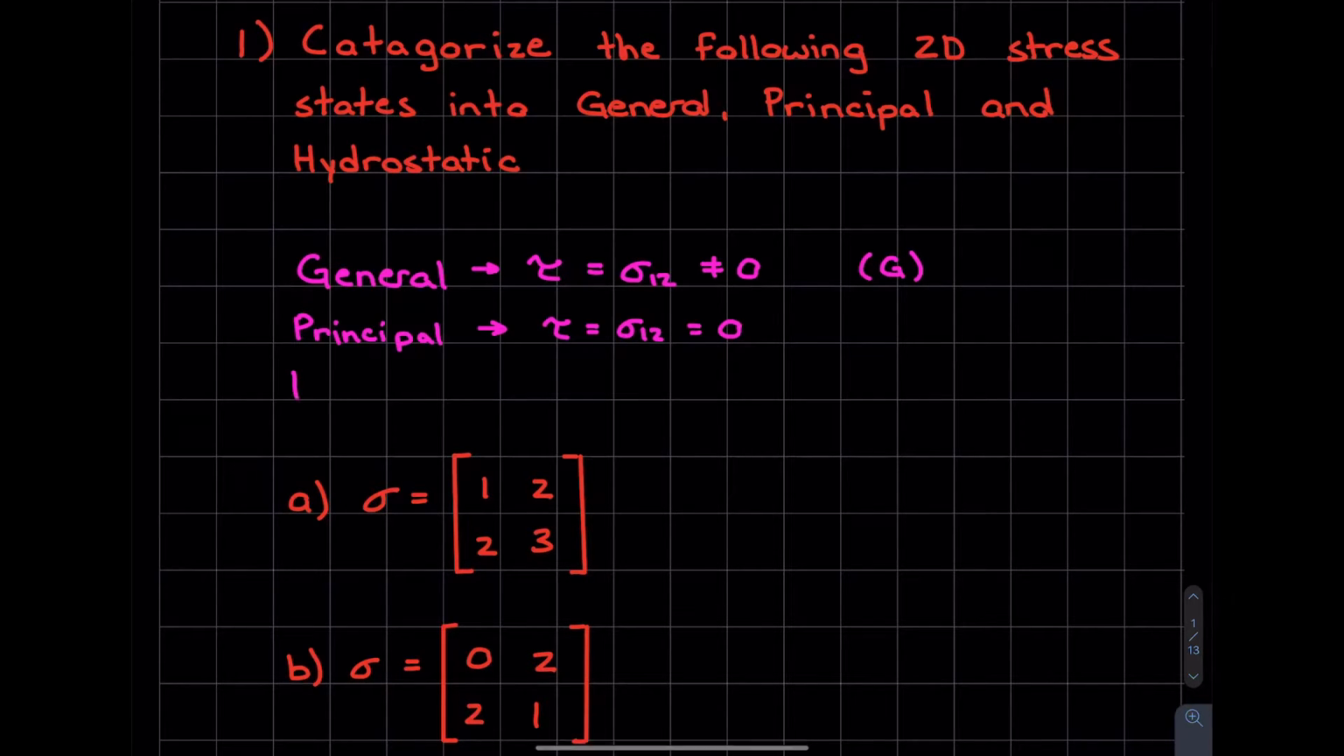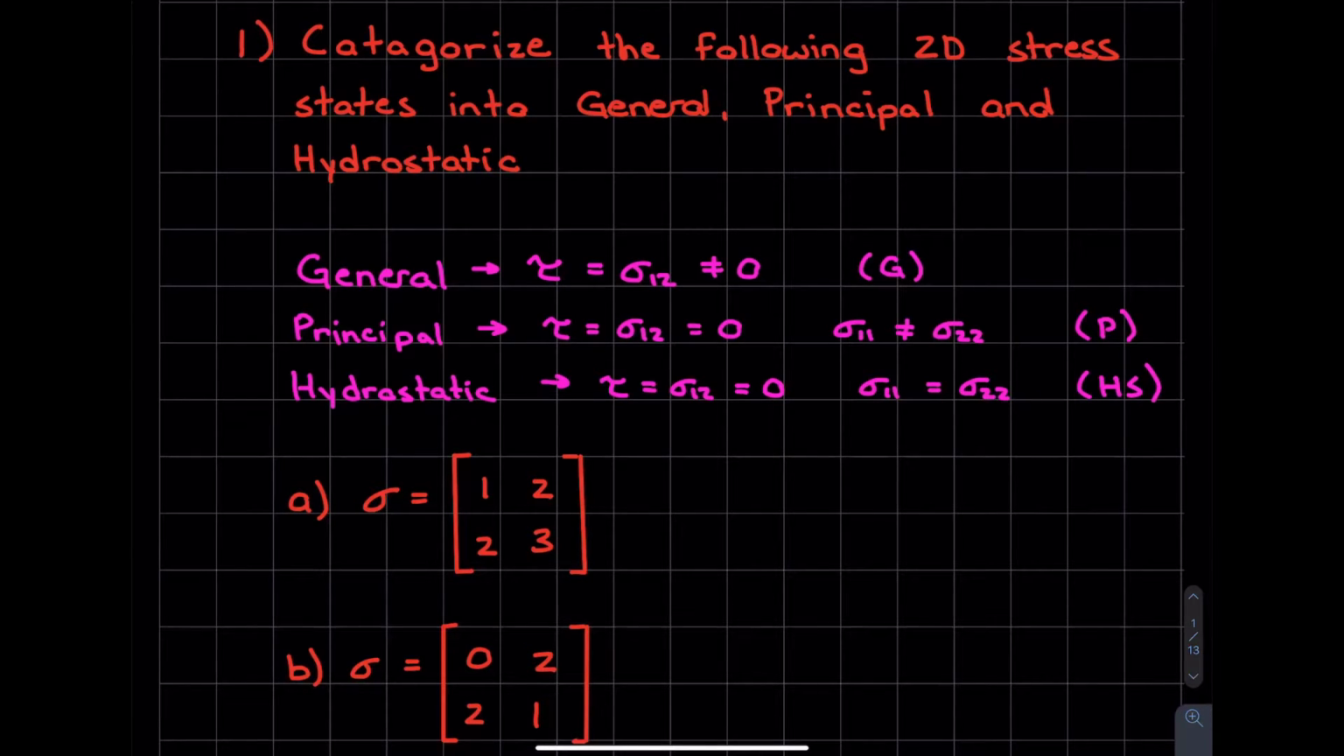Now, if I go down here to hydrostatic, this is also when tau, which again is sigma 1,2, is equal to 0. So what's the difference between the principal and the hydrostatic stress state? Well, this has to do with our normal components. In the principal stress state, sigma 1,1 will not equal sigma 2,2. However, in the hydrostatic stress state, sigma 1,1 is equal to sigma 2,2. So there's the key difference between them. For the principal, I'm going to put P, and for the hydrostatic, I'm just going to put HS.